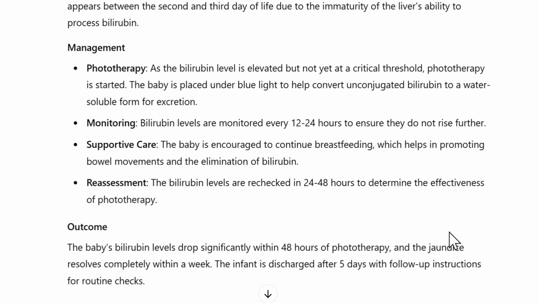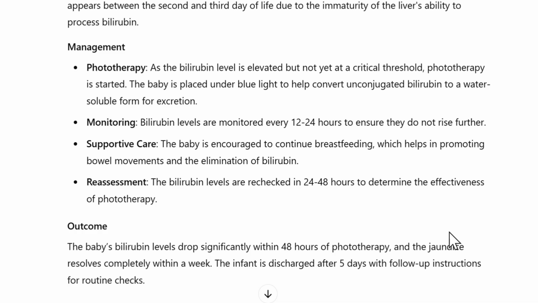Management. Phototherapy. As the bilirubin level is elevated but not yet at a critical threshold, phototherapy is started. The baby is placed under blue light to help convert unconjugated bilirubin to a water-soluble form for excretion. Monitoring. Bilirubin levels are monitored every 12 to 24 hours to ensure they do not rise further. Supportive care. The baby is encouraged to continue breastfeeding, which helps in promoting bowel movements and the elimination of bilirubin.